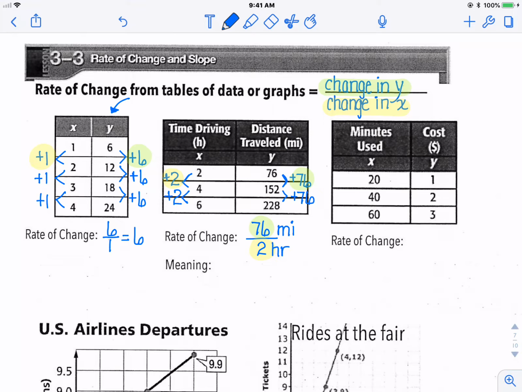Then I need to reduce that so that I have it in a ratio that's simplified. And when I do, we're going to get 38, or 38 over 1, but 38 for the numerical part, and miles per hour for our denominator label. And what that's telling me is for every hour traveled, every 1 hour driving, we traveled 38 miles.